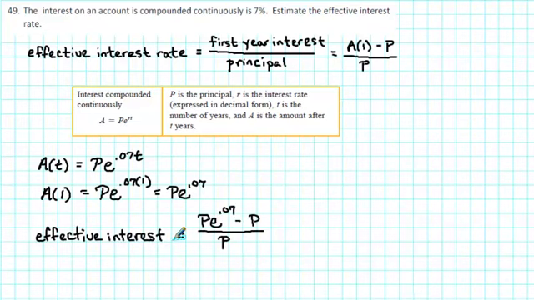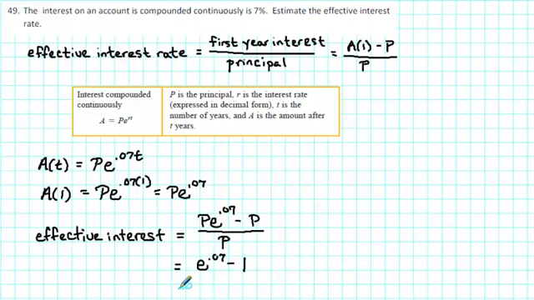So our effective interest is P times e to the 0.07 minus P, all divided by P. Well, since all the terms have P in them, we can use the distributive property. Divide P into the first term and P into the second term, and we just get e to the 0.07 minus 1. We can now evaluate e to the 0.07 minus 1 on our calculator.